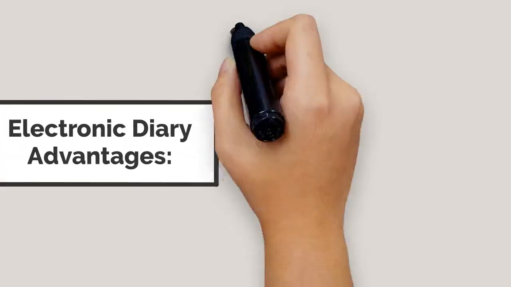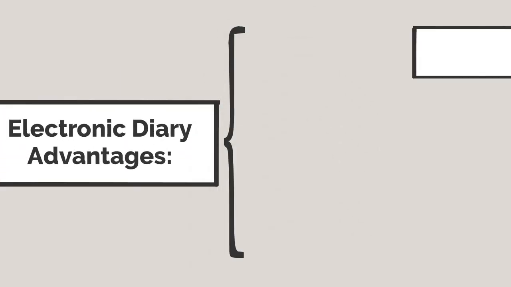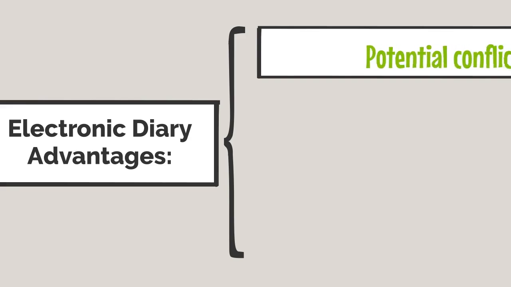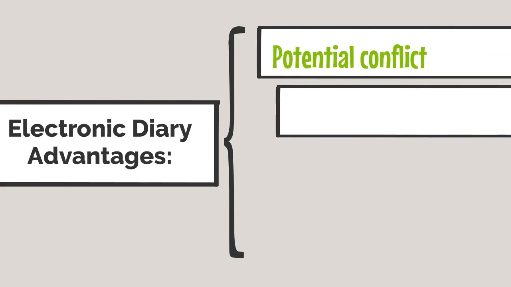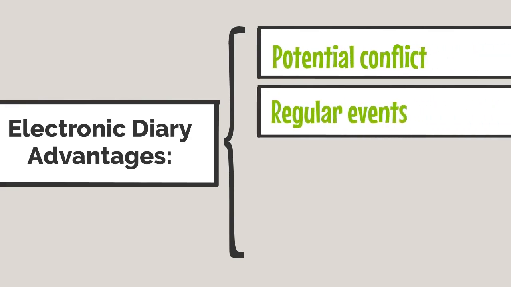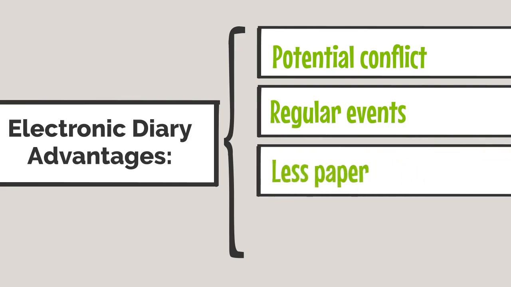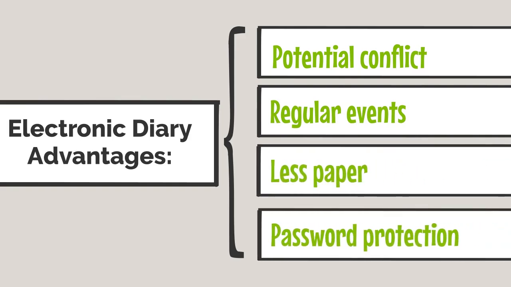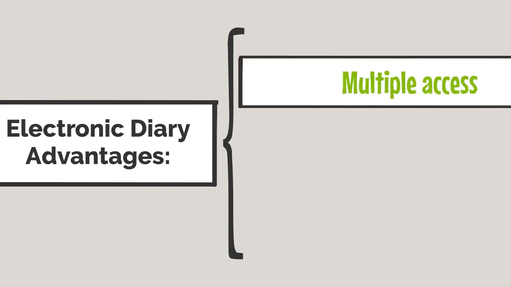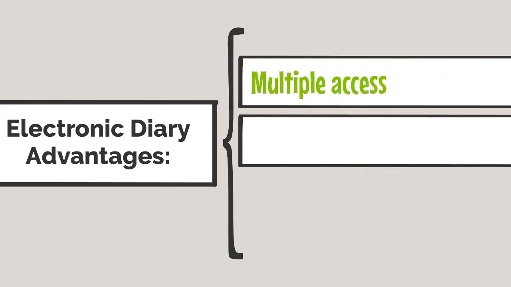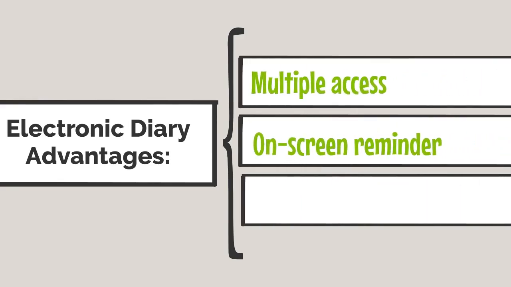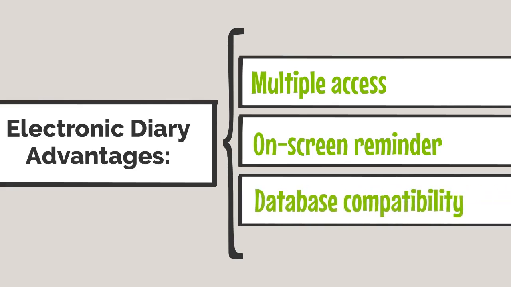Electronic diaries have several advantages over manual systems, including highlighting potential conflict between appointments, entry of regular events once only, less paper is used, password protection, multiple access is available, on-screen reminder of appointments, and database compatibility.